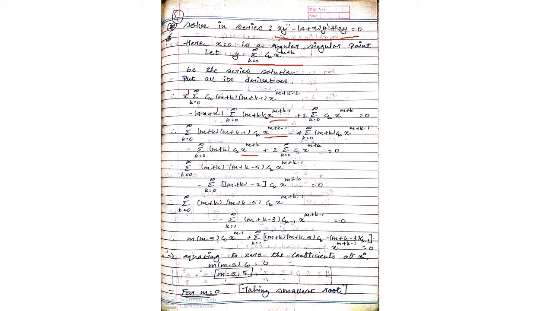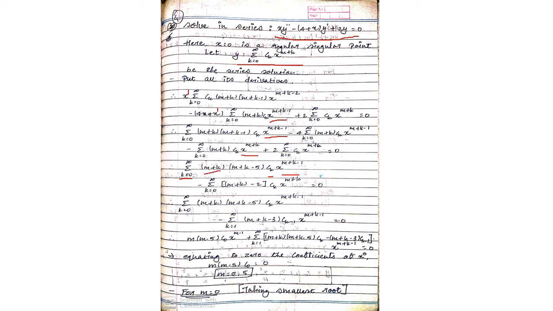Now you have to check how many terms have a similar power. For that, see the first and the second terms having a similar power, and that is m plus k minus 1. So just taking out the common from these two terms: summation is common, then c k is common, x to the power m plus k minus 1 is common, and m plus k is common, right?